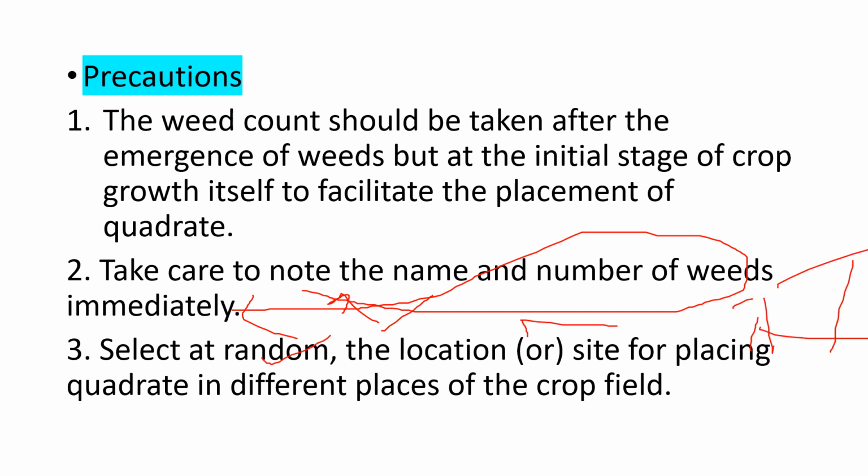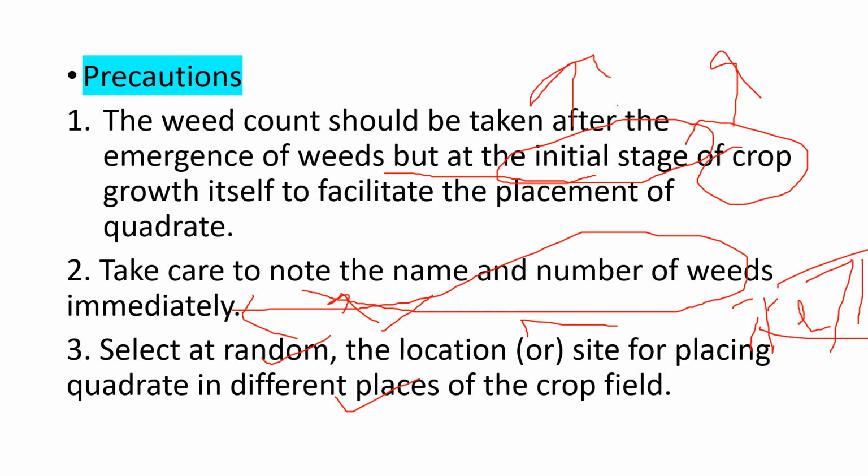If it is a field, here, here, here, at random places you are going to select, and at different places in the field. And most important is you should take it at the initial stage of crop growth. If you take it at a later stage, the crop is already established and there is no use of taking weed density, and it is also very difficult to place the quadrant at a later stage. So you have to take the initial stage of the crop growth.